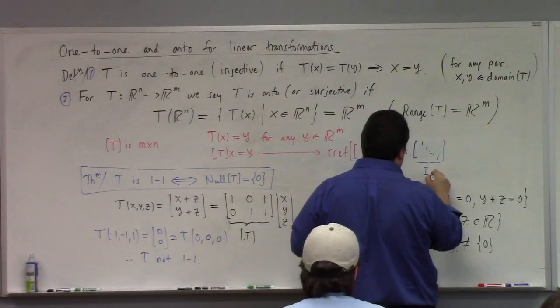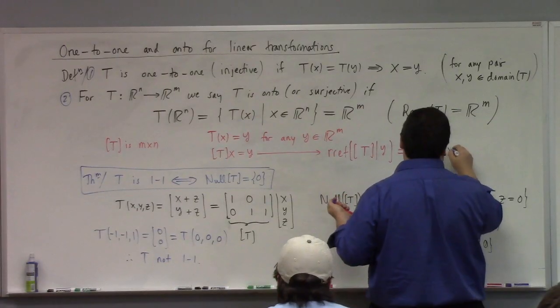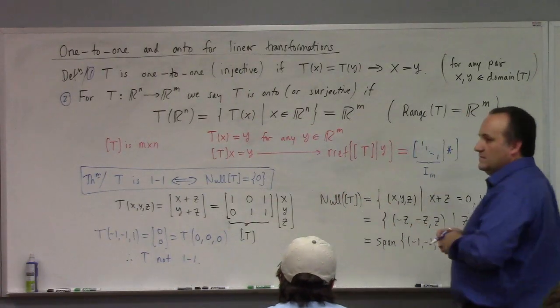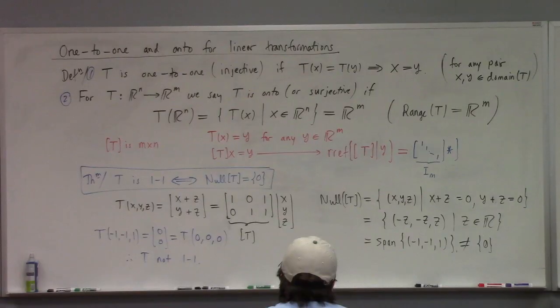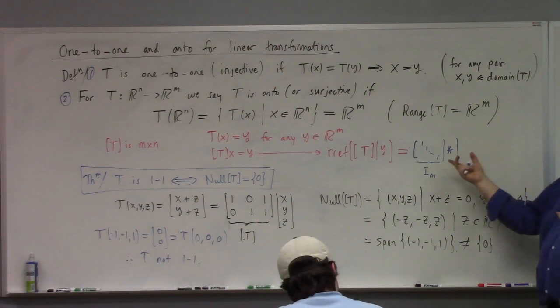In other words, the m by m identity matrix with, I don't know what goes over here, whatever goes over here, let's call it star. Doesn't matter. I mean, it matters. It's exactly what you need to put into T in order to get to y. Fair enough, but this is the condition.